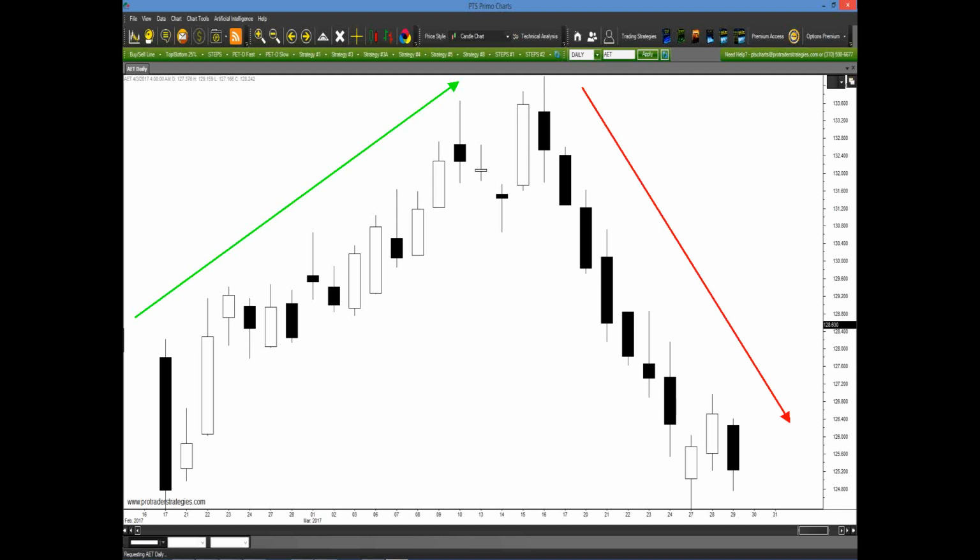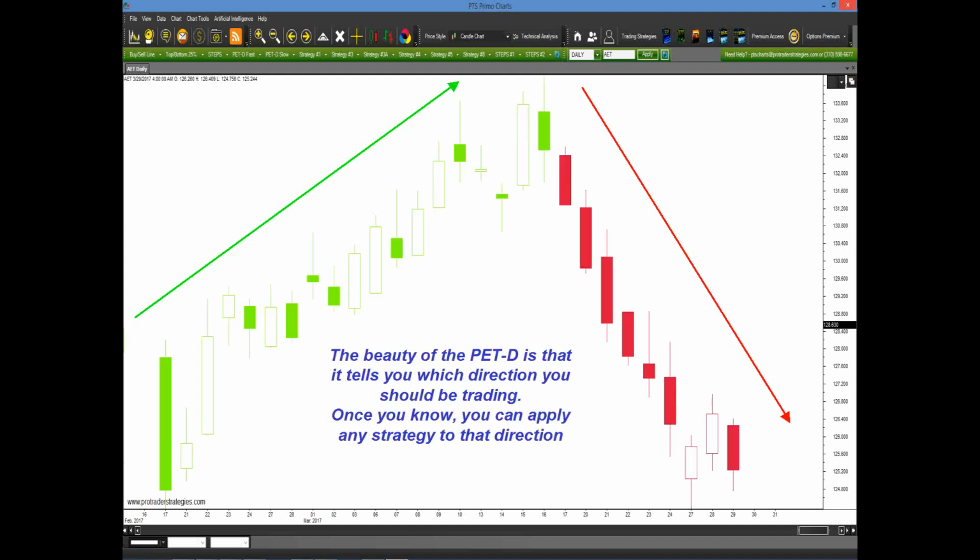Is there a tool that can keep us in sync with the market that's not going to predict the high, not going to predict the low, but at least get us in sync with the market so that we don't have to realize that we're no longer in an uptrend once it goes to the very bottom? Well, all you have to do is apply the PETD, okay?